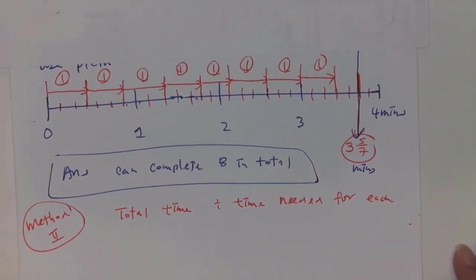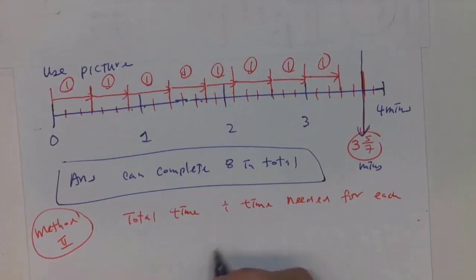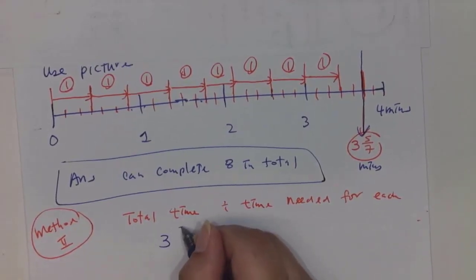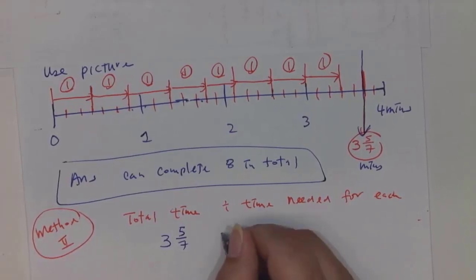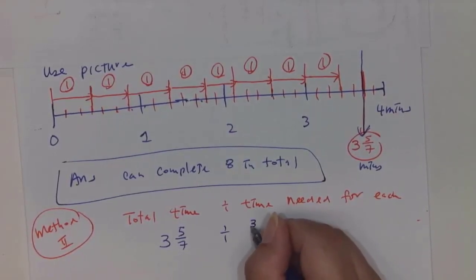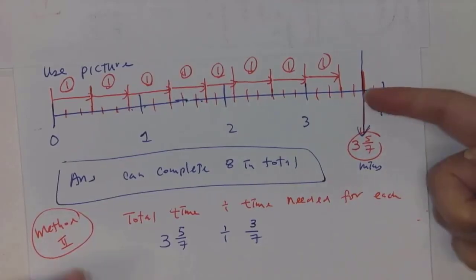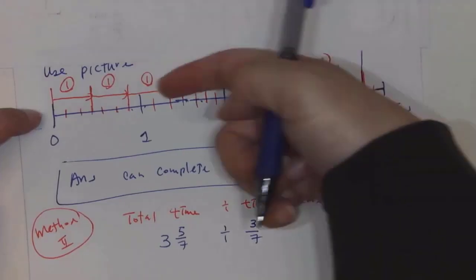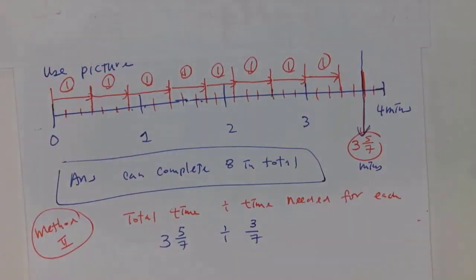So the other way is just like dividing, because you have that much time and each one takes a certain amount of time, so it's a division problem. So we have a total of 3 and 5/7 of a minute divided by each one taking 3/7 minutes. So this is kind of what we did. We kind of did a repeated subtraction actually. We can do it from this side too. Maybe that would be better.